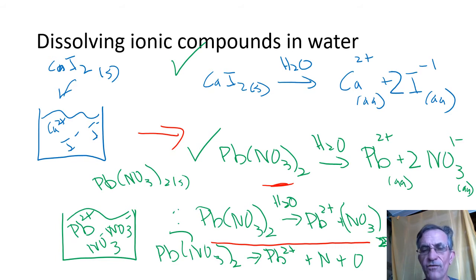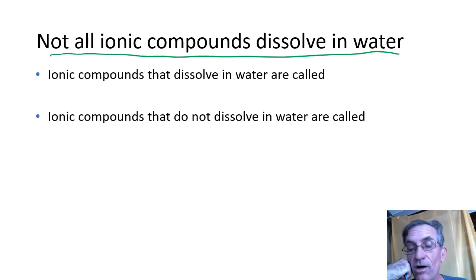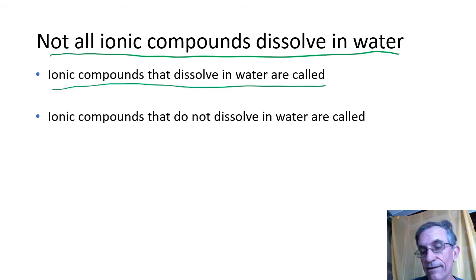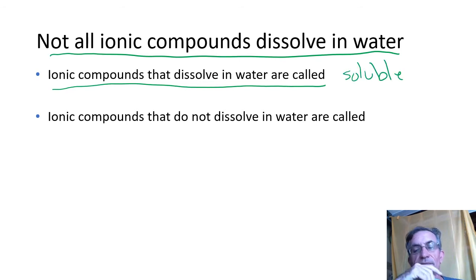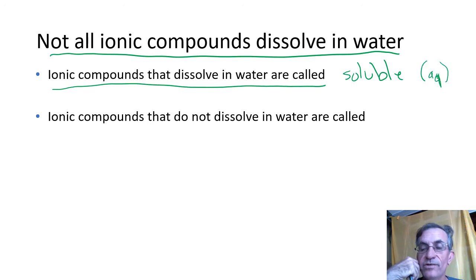So moving on. Ionic compounds, when they dissolve in water, they break up, they give you ions. It turns out not all ionic compounds dissolve in water. Only some things dissolve in water. Ionic compounds that dissolve in water are called soluble. Soluble means you dissolve in water. The way that I show you that things dissolve in water is we say in a reaction, you might see an AQ. An AQ means that this is something that's dissolved in water.